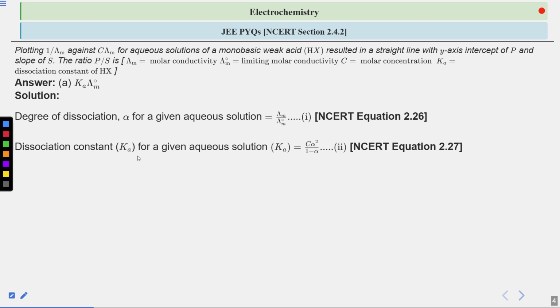Now the dissociation constant, which is Ka, for a given aqueous solution of a weak acid. So Ka is given as C alpha square upon 1 minus alpha. We describe the dissociation constant in terms of the degree of dissociation, where the concentration is C times alpha square, that means C times the square of the degree of dissociation divided by 1 minus the degree of dissociation. Let's say this is the second equation, and this is the equation in the NCERT textbook marked as 2.27.